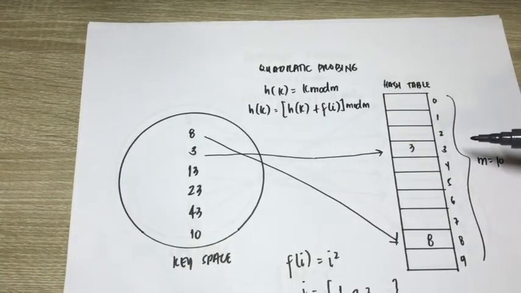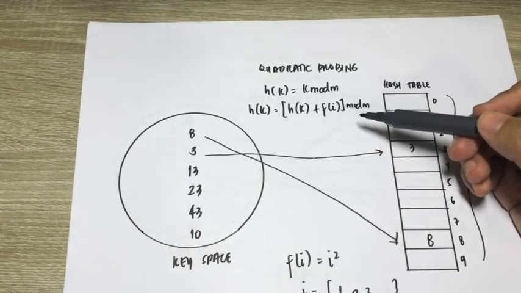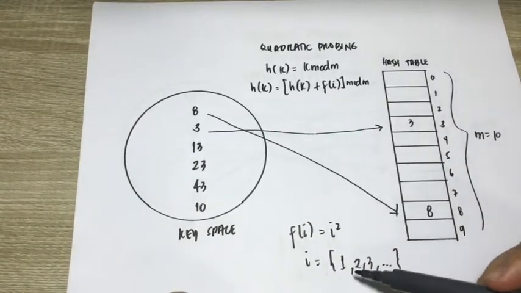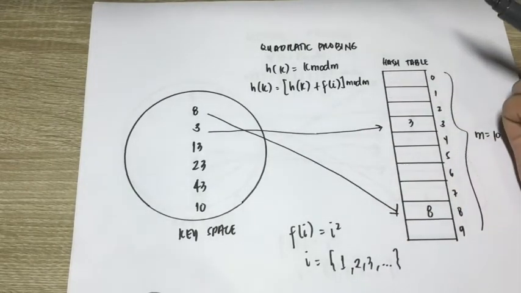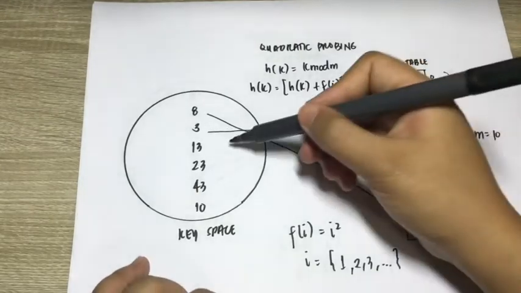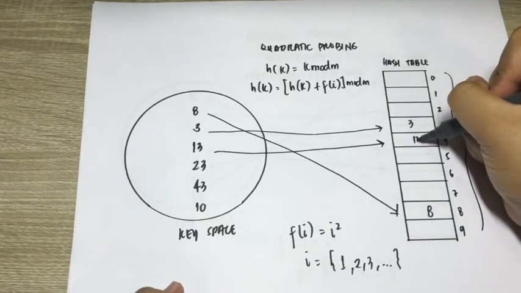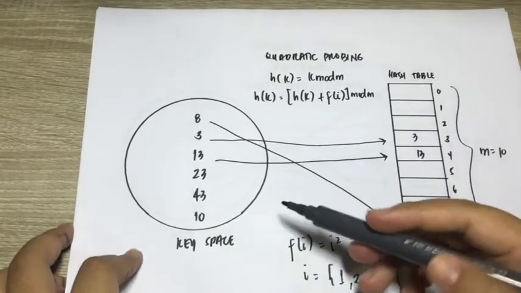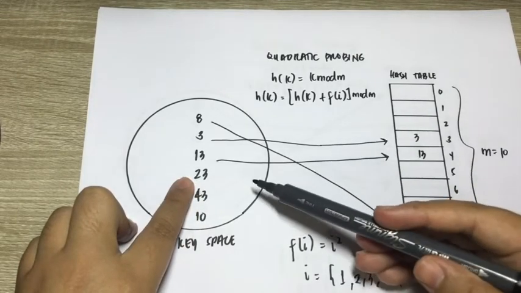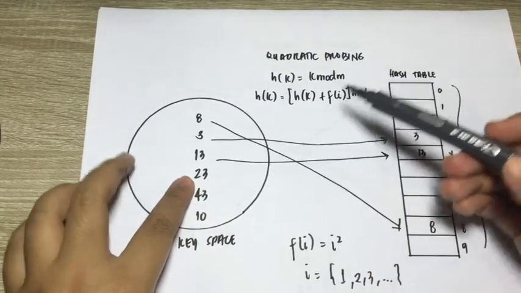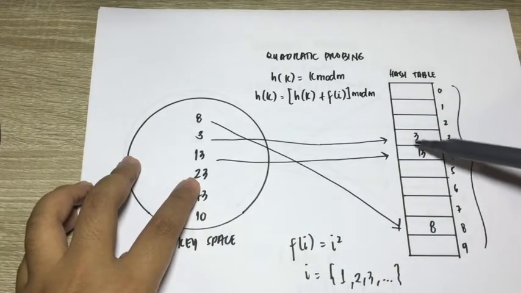But using quadratic probing, we will have 13 plus f of i. Take note, we are going to start first with i equal to 1. So 13 plus 1 squared, we're going to have 14 modulo 10. So 13 will then be stored to memory location number 4. So this is 13. Next, we have 23. If we apply the original hashing function, we're going to have 23 modulo 10, and 23 should also be stored at memory location 3.